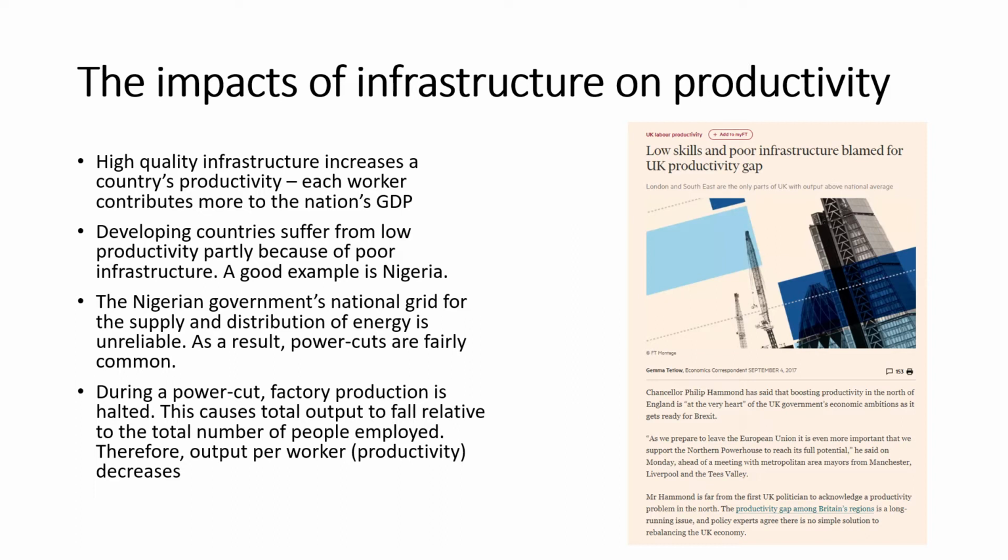During a power cut, factory production will be halted. If the factory is using machinery that's powered by electricity, when the power goes off, the machines stop, production stops. So total output will fall, the factory's lying idle during the power cut. Obviously the number of people employed in the factory stays the same whilst the power's off for a day, for an hour or two, maybe, hopefully. So during that period, output per worker will fall.